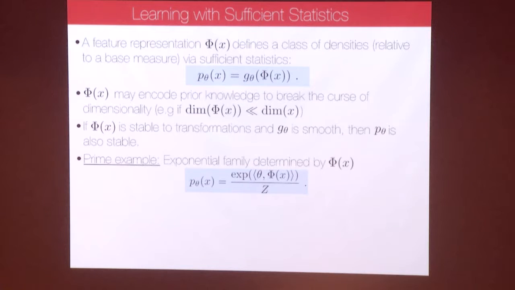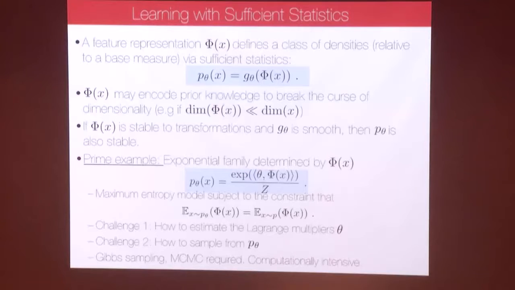And of course, this has very nice properties. You can think of this in terms of maximum entropy. This model is the distribution that has maximum entropy with the constraint that the expectation under my model of these sufficient statistics matches the empirical expectation of the data with respect to the same sufficient statistics.